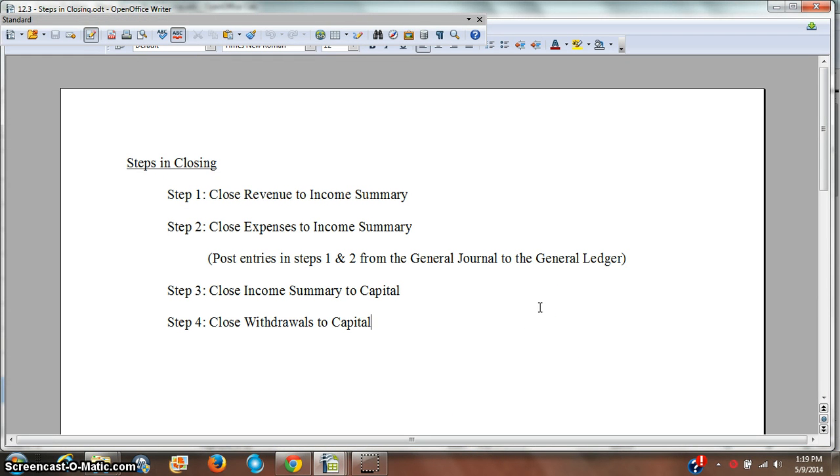So here are my steps again. First, I need to close revenue to income summary. Then I need to close expenses to income summary. Then I need to post, and then I need to close income summary to capital and withdrawals to capital as well. So that's what I am about to do.